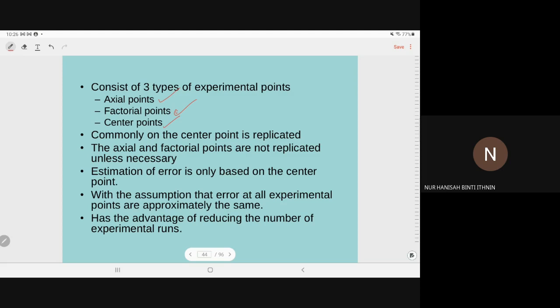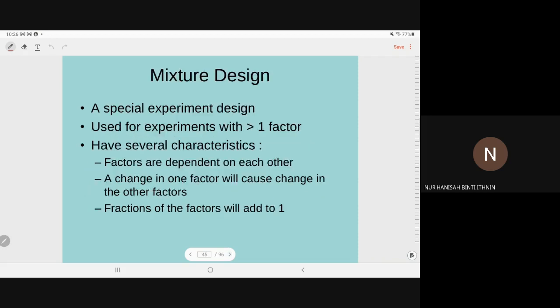So that is the CCRD. Commonly, only the center point is replicated. Axial and factorial points are not replicated unless necessary. So estimation of error is only based on the center point, with the assumption that error at all experimental points is approximately the same, which has the advantage of reducing the number of experimental runs.